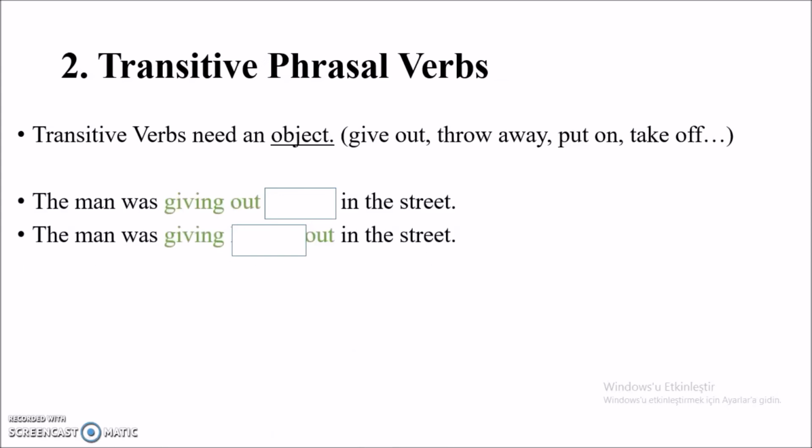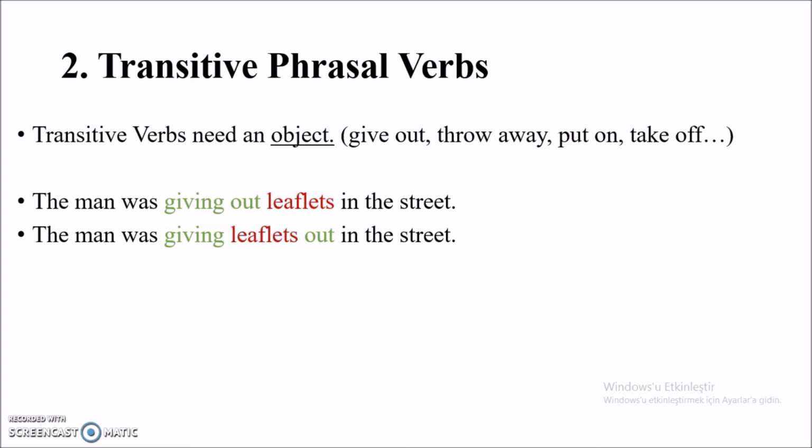So if you look at those sentences, the man was giving out something in the street. So what was the man giving out? I don't know. So this is not a complete sentence, I mean meaningfully. So we need an object here. If I say leaflets, the man was giving out leaflets in the street. So giving out is my verb and leaflets is my object. Okay, so now I know what the man was giving out in the street.